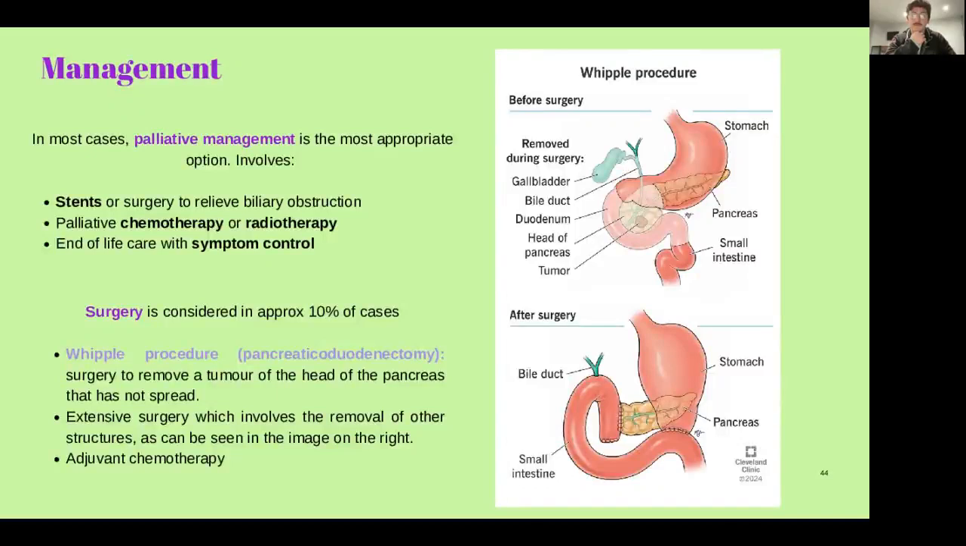And for example, if they have jaundice, if the tumor is obstructing the bile duct, a good thing to do is put a stent in. So that'll be a gastro procedure, putting a stent in to relieve biliary obstruction. Because they might be itchy, they might be jaundiced, might be causing them pain or infections. And then palliative chemotherapy and radiotherapy, symptom control, antiemetics, painkillers.